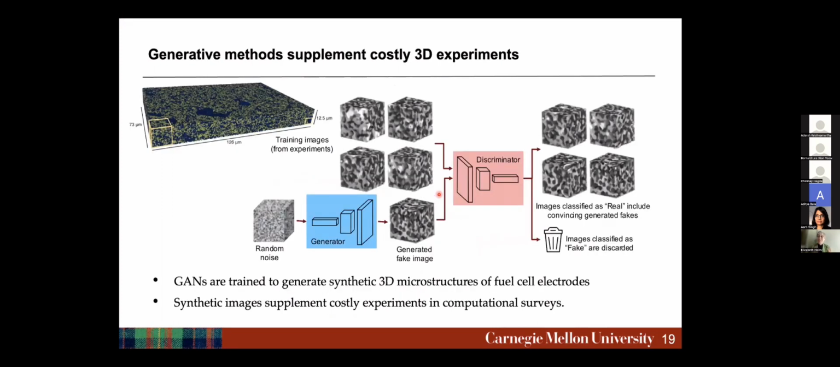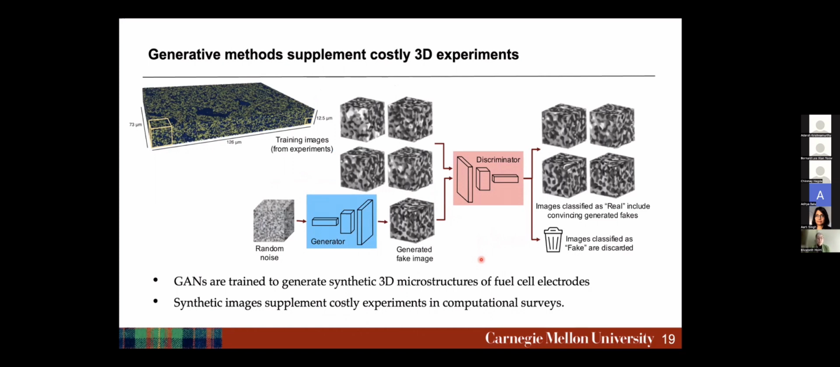I also have to put in a generative method. Who doesn't enjoy GANs these days? It's such a neat toy to play with, if nothing else. And we actually have uses for generative methods for microstructure. I show an example here in collaboration with my colleague Paul Salvador at CMU, and this is solid oxide fuel cell materials. These are the electrodes used in fuel cells, so very important to the hydrogen economy.